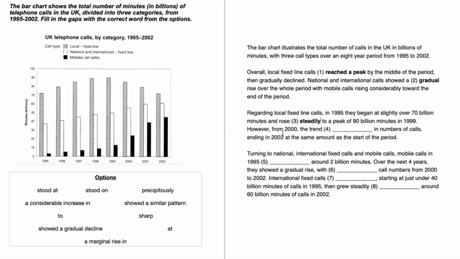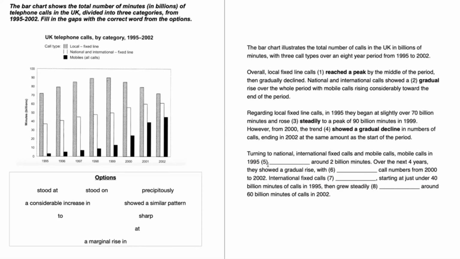Now it says, however, from 2000, the trend blank in numbers of calls, ending in 2002 at the same amount as the start of the period. So we're still looking at local fixed line. We are looking for a verb because we see here the noun. So we have to understand what the trend did. And just like it gradually increased, we see it gradually declined. And if we look at our options, we see here showed a gradual decline. So showed is going to be our verb in this case. And so that would make the most sense. The trend showed a gradual decline.